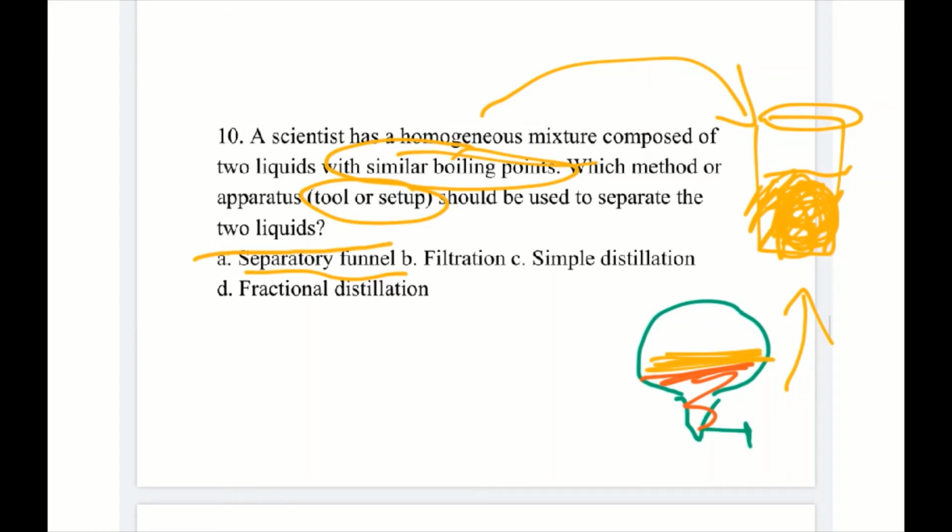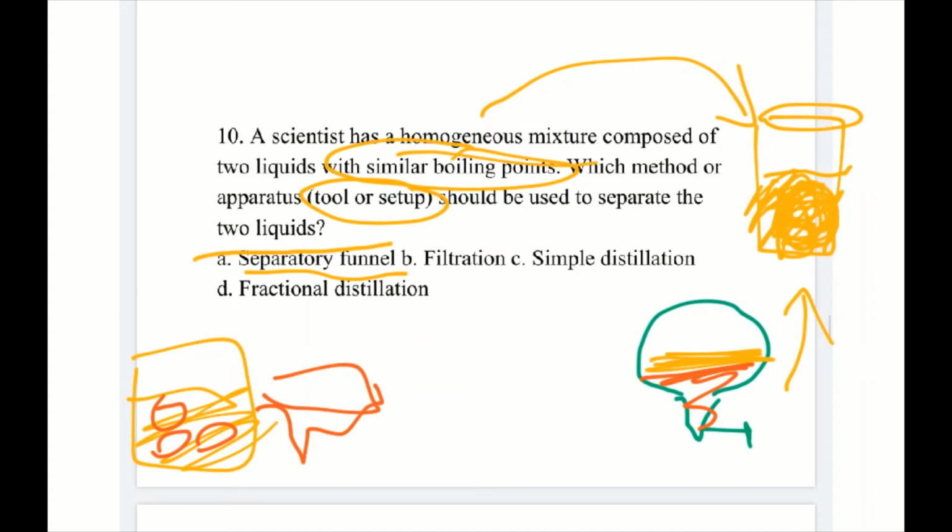Filtration, well, we can only use filtration if we have a liquid and some solid particles that can be separated by filtering it through a filter. And since it's a homogeneous mixture, we cannot do that. And for simple distillation, we use simple distillation when we are separating things with high boiling point differences, so that's out of the picture. Now, fractional distillation makes a lot of sense since we separate homogeneous mixtures that have similar boiling points for its components using fractional distillation. So I think that's the correct answer for this one.